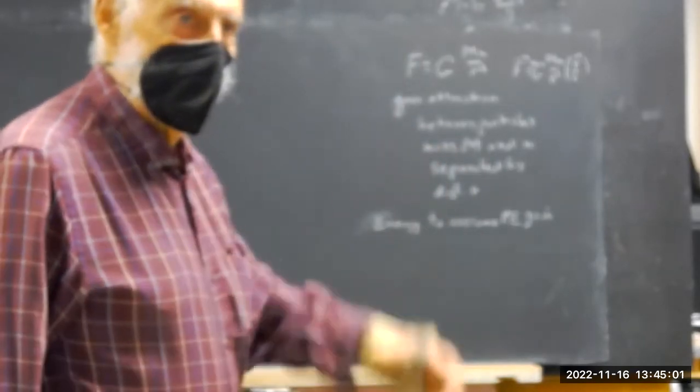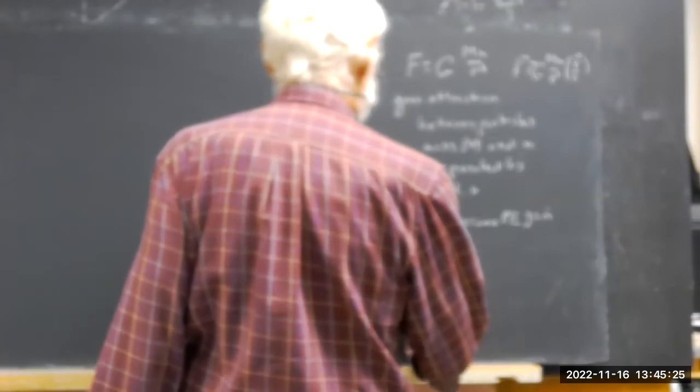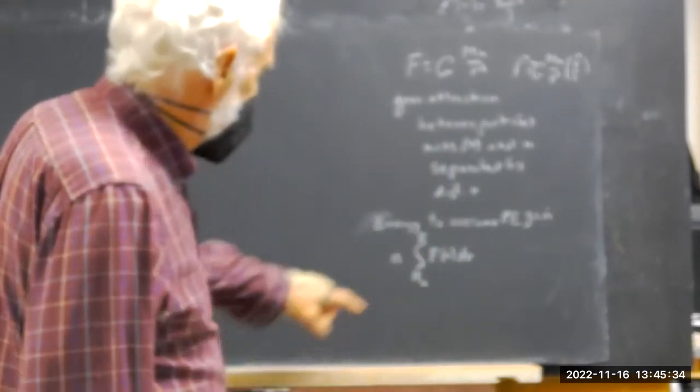There's a PE gain. We have to supply the energy to overcome that PE gain. Now this is a function of R for given two masses, and G is your gravitational constant. Let's do the integral from R naught to R, f of R dr. Okay? I'll give you a minute to just write down that integral. Tell me what you got.